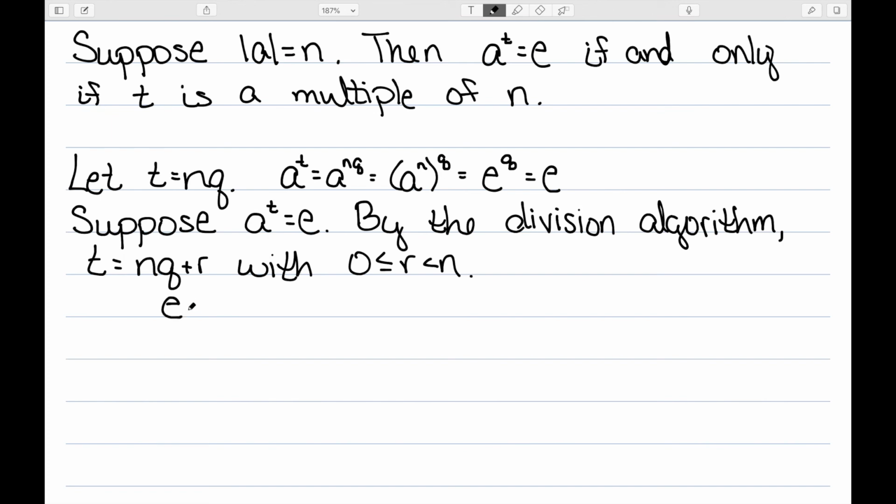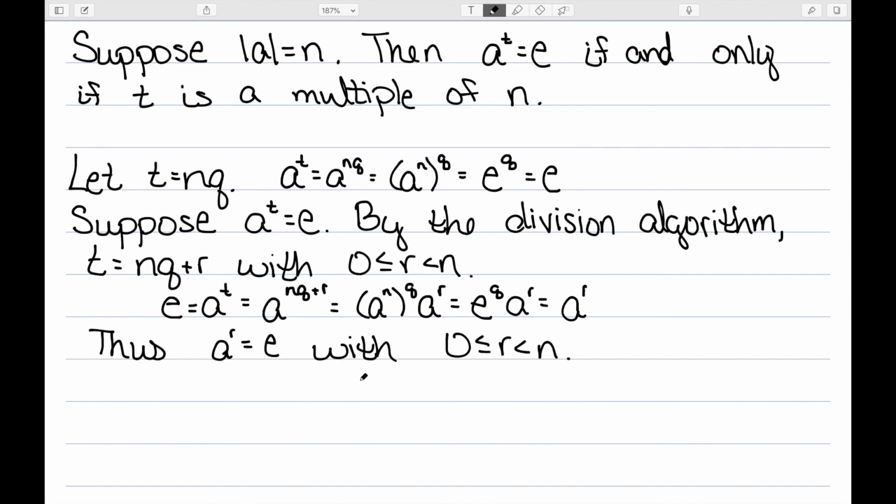Well, then we know that e is equal to a to the t. A to the t can be rewritten as a to the nq plus r. Properties of exponents say this is a to the n to the q power times a to the r. We already know a to the n to the q power is the identity. So we get a to the r at the end. So now I have that a to the r is equal to the identity. We also know that r is between 0 and n, including 0 but not including n.